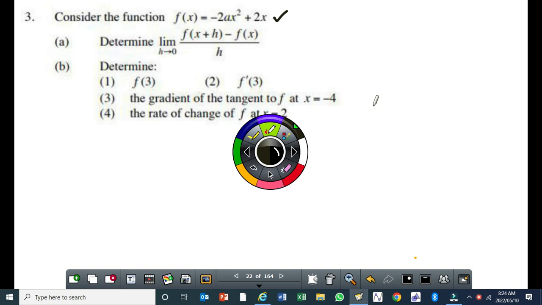As h tends to 0 of f of x plus h minus f of x all over h. Now, this question is actually asking you to find the derivative from what? First principles. The moment you see this expression, limit as h tends to 0 of f of x plus h minus f of x all over h, it's a hint that you're supposed to find the derivative from first principles.